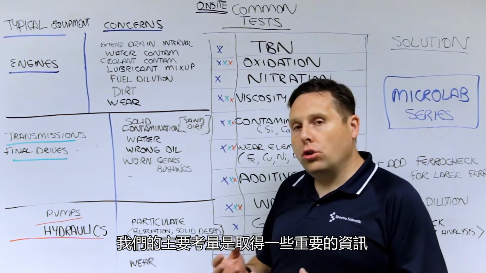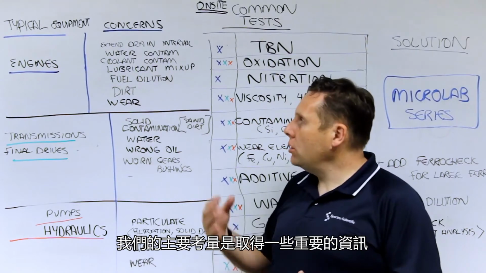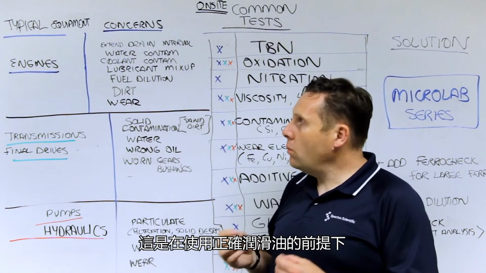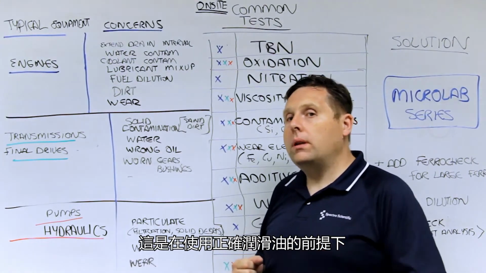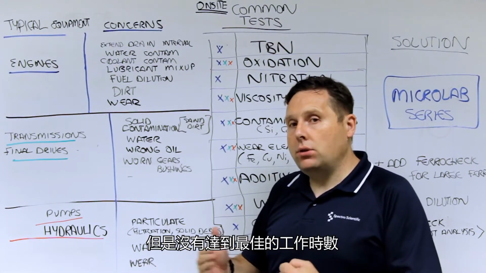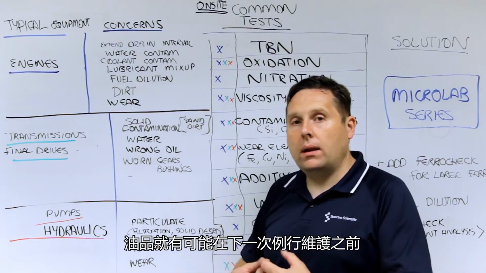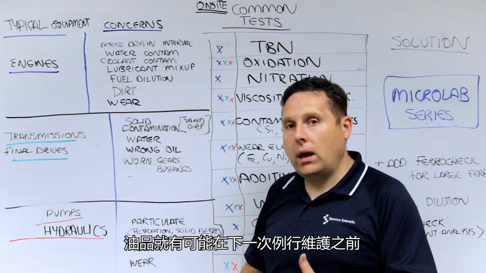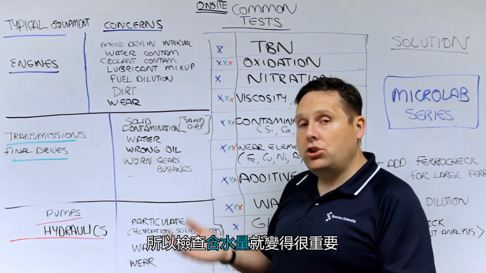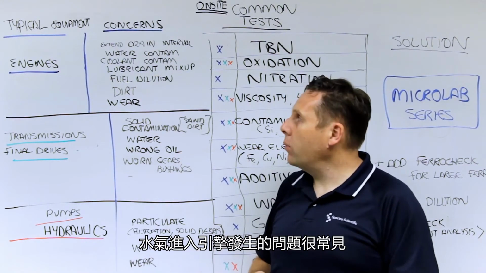Well, the concerns why we do it is to get more information on some key concerns, such as extending the drain interval. Now, what we mean by that is the oil could be the right oil that you spec'd on it, but it may not be meeting the duty cycle of the actual application. So it may be that it's overheating or it's breaking down before its scheduled PM. So it's important to know that. You want to check if there's water contamination. It's quite common. If you get water into the engine, it's going to have problems.